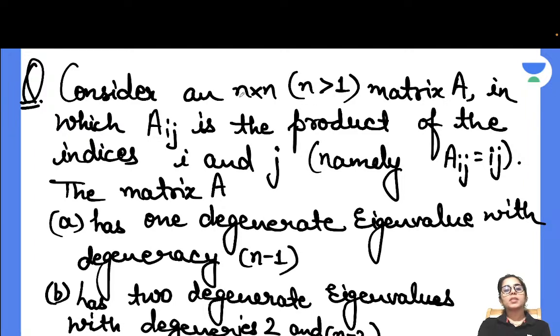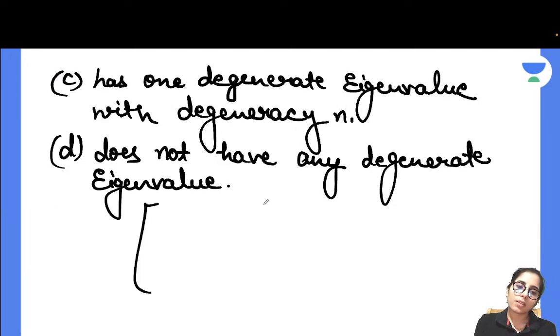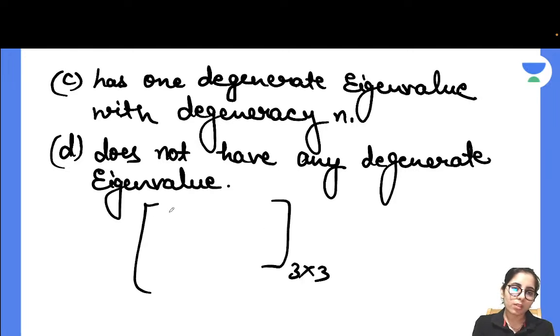They are saying consider an n by n matrix A in which Aij is the product of the indices i and j, right? In this case, you have to decide what kind of eigenvalues the matrix A will have. Let's take a 3 by 3 matrix in place of n by n. First row, first column: 1 times 1 is 1. First row, second column. First row, third column.